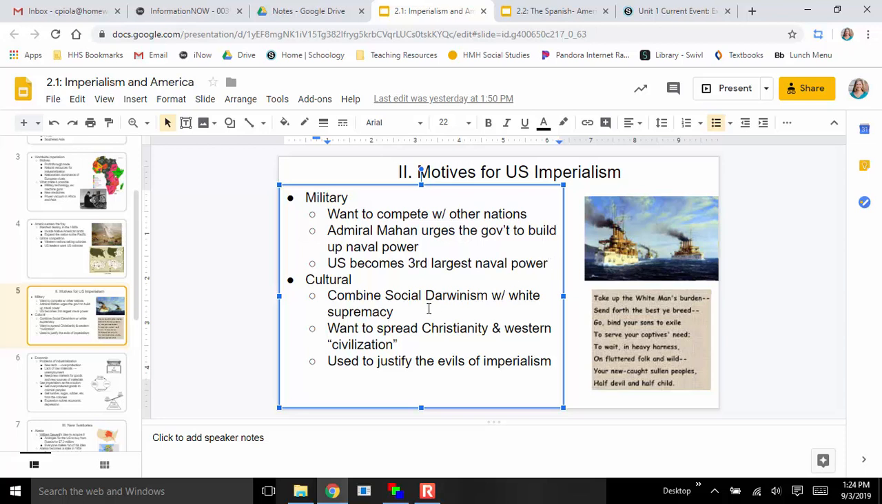And then that cultural reason is kind of half this social Darwinism and white supremacy, thinking that if we can take it, then it's ours to take. And then half this idea of, oh, those poor people in the colonies, we need to make them just like us because we're awesome, right? So kind of that attitude. And both of those are used to justify some of the evils of imperialism.